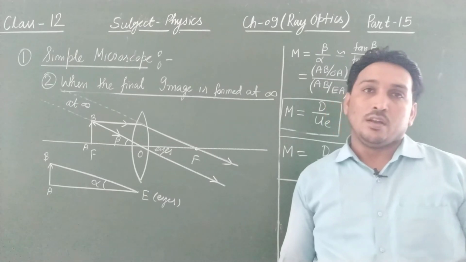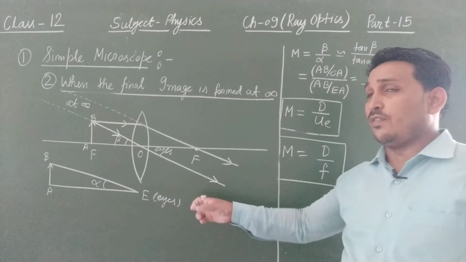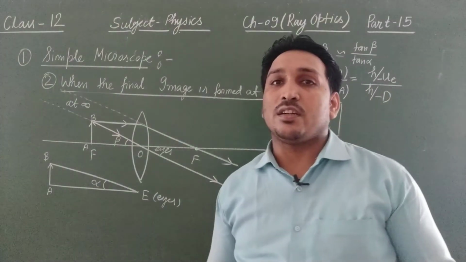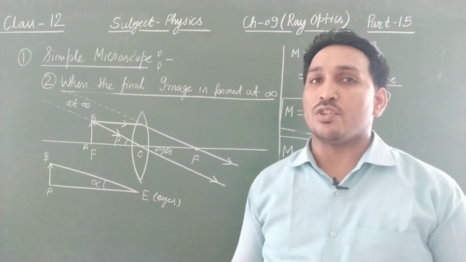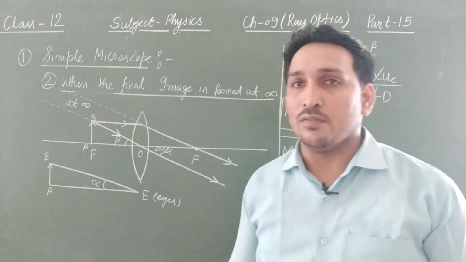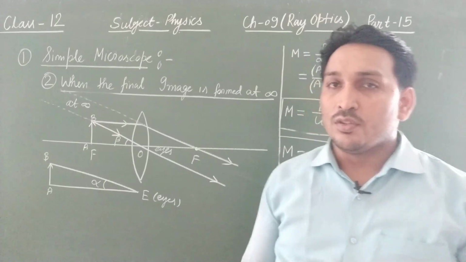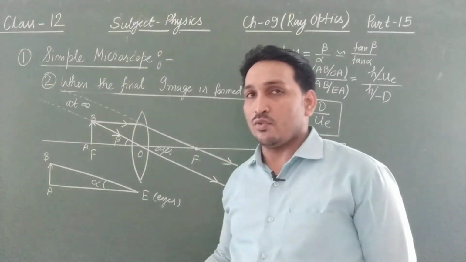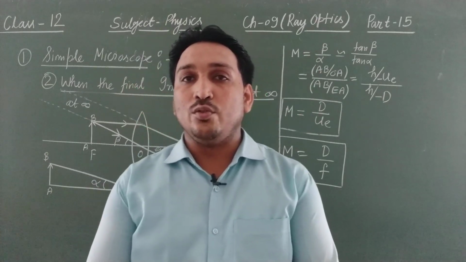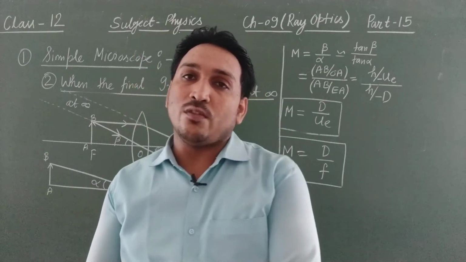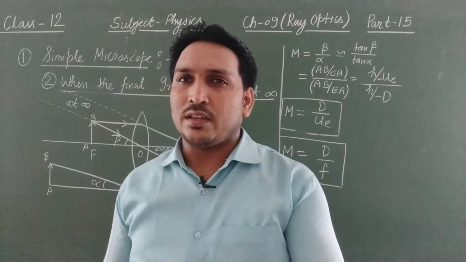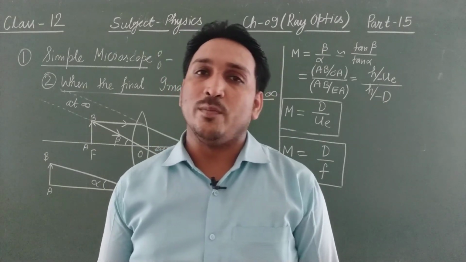Another thing, this case, when the final image is formed at infinity, is also called the relaxed condition of the eye, or relaxed position of the eye. So this was all about the simple microscope. As far as use is concerned, the simple microscope is used to view the images of very tiny objects, small letters. These kinds of uses are there for the simple microscope.